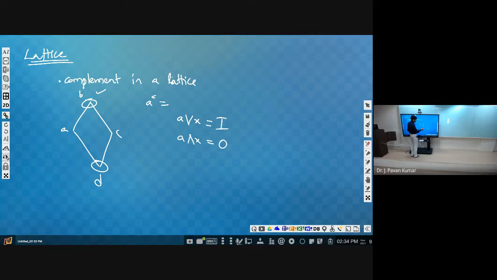Upper bound or lower bound in general: the upper bound of a lattice is nothing but the greatest element, and the lower bound of a lattice is nothing but the least element. Now, A join X should be the upper bound. A is the element for which we want to calculate the complement. Suppose we consider A and B: is A join B equal to I or not? We have to check.